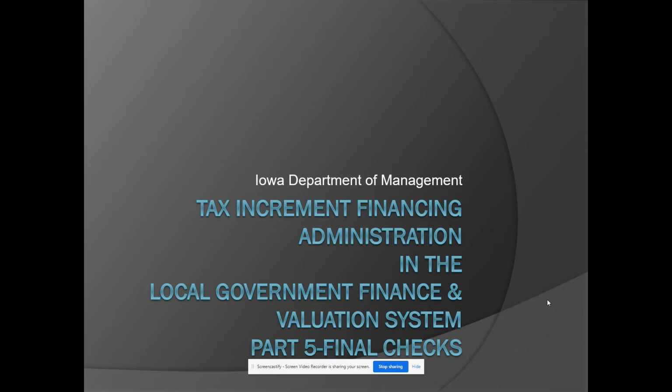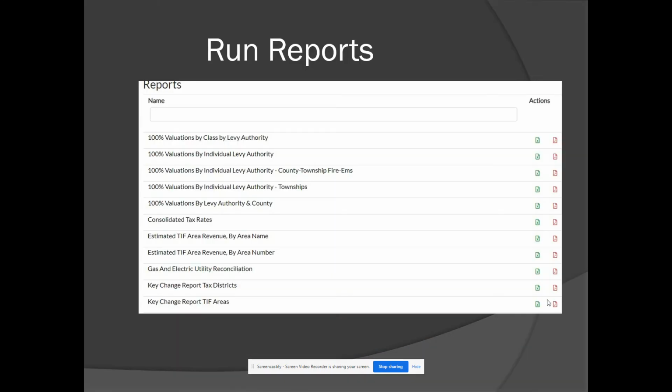Part 1 talked about just some background and introduction to urban renewal and tax increment financing. Part 2 talked about setting up tax districts. Part 3 talked about working with TIF areas. Part 4 talked about calculating TIF revenue. And Part 5 is just a brief overview of some final checks regarding the valuation system in TIF.